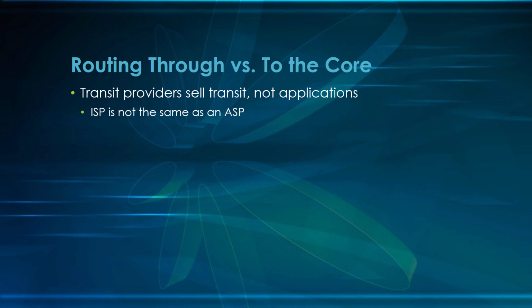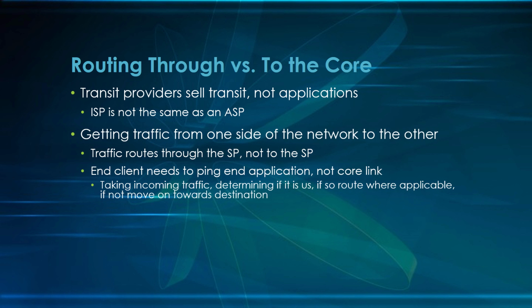The application service providers like your Googles, your Facebooks, your Microsoft Azure, your AWS, etc. That's the key difference: routing through means you're just using them to get somewhere else, getting traffic from one side of the network to the other. Now, traffic routes through the service provider, not to the service provider. So the end client needs to ping the end application, not the core link.